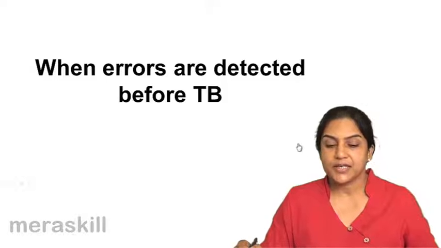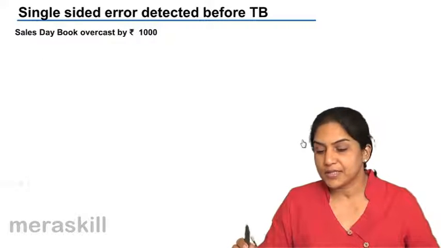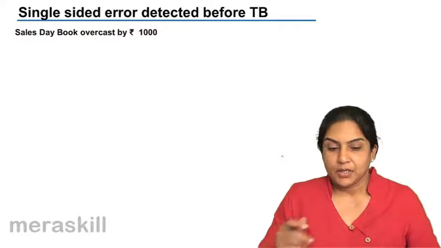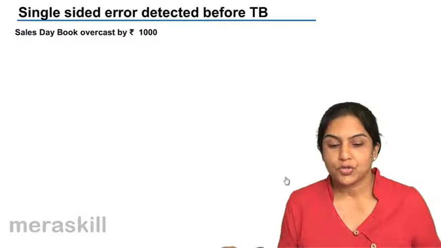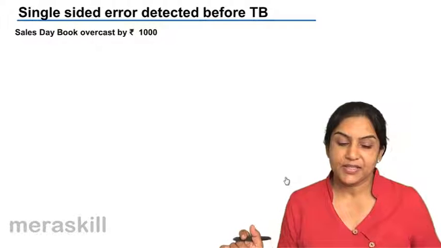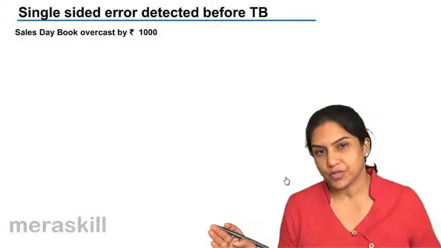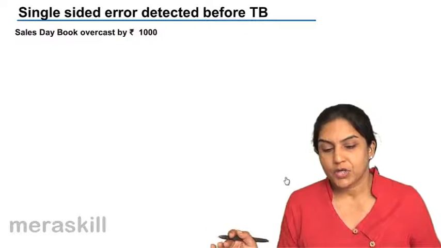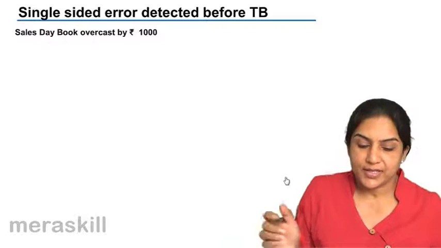Let us first understand what happens when errors are detected before the preparation of trial balance. We shall consider some examples. An example of a single-sided error detected before trial balance: sales daybook is overcast by 1000. So, what happens when the sales daybook is overcast by 1000? Let us see.